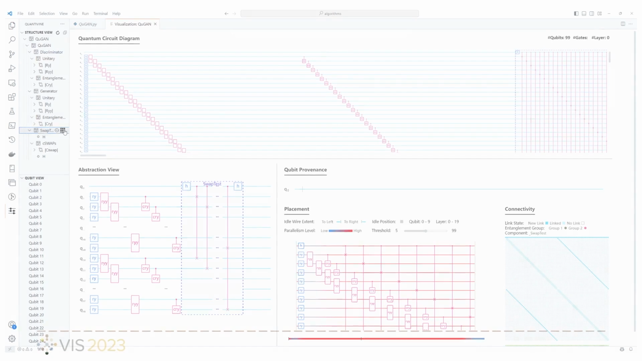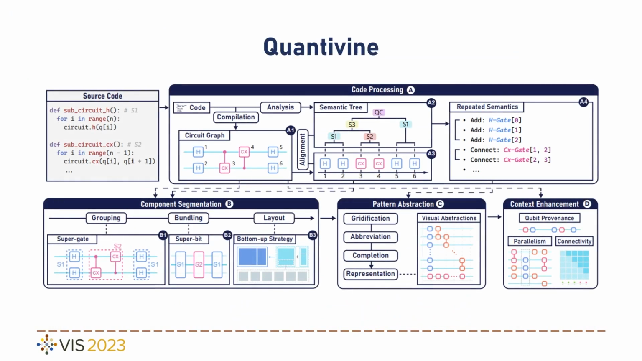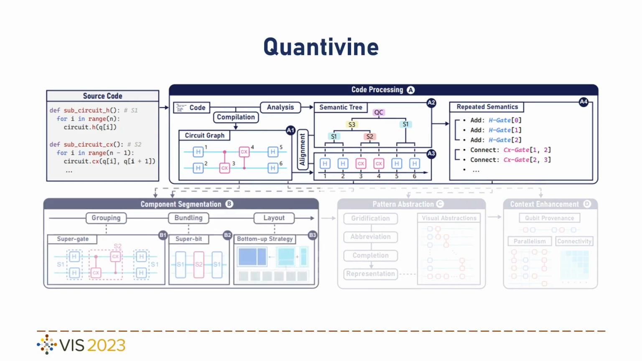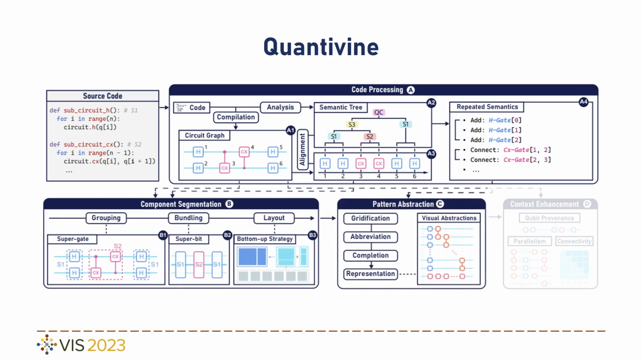Behind the scenes of Quantivine, a four-stage pipeline is undertaken. First, we compile and parse the programming code to collect metadata and semantic information of the quantum circuit. Then, we decompose the circuit into hierarchical components with semantic structure. Next, we abstract the circuit by visualizing its patterns using visual abstractions. Finally, we enhance the contextual information with a series of visual representations.